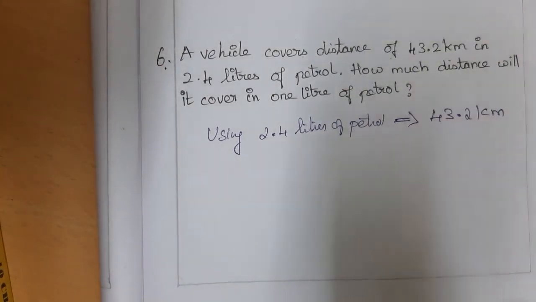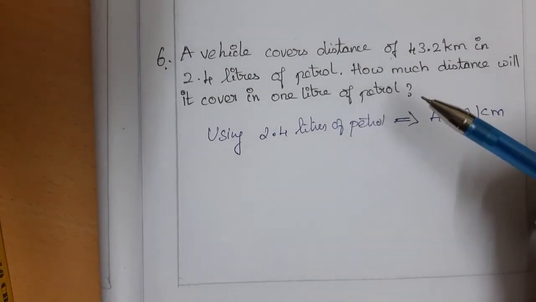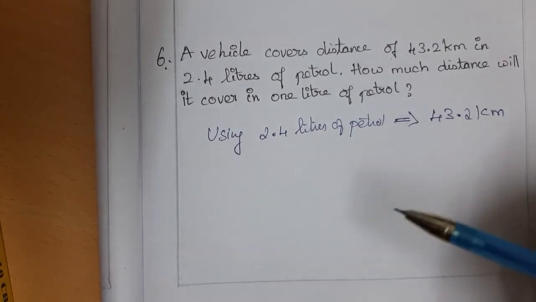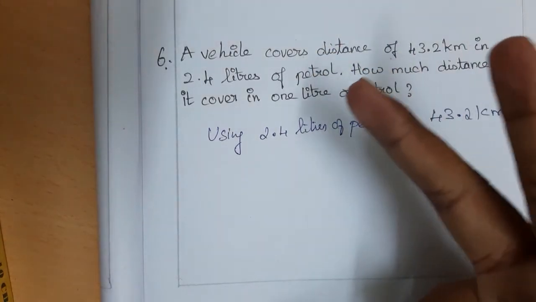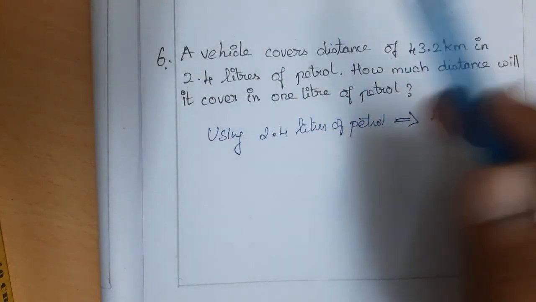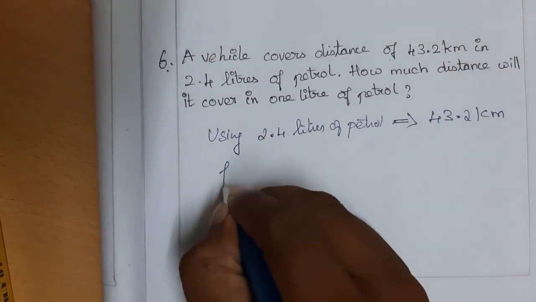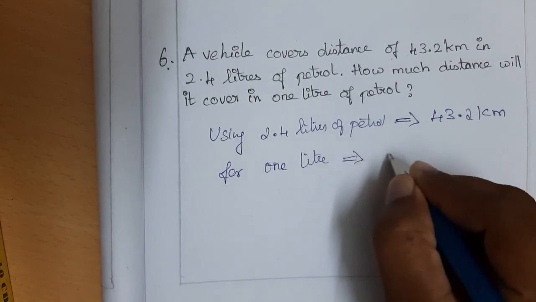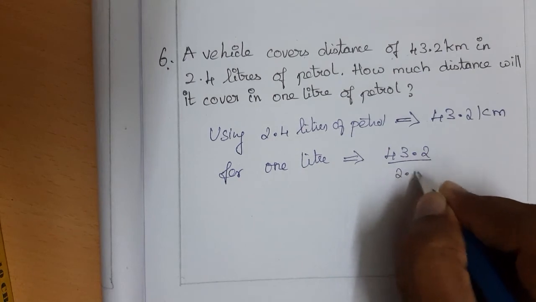Just one more example you can consider. 10 chocolates I buy for 5 rupees. So for 1 rupee, how many chocolates will I get? Obviously we'll divide that, right? 10 divided by 5, so we will get 2 chocolates for 1 rupee. The same, but here it is in terms of decimals, that's it, but the operations are the same, division. So therefore for 1 liter, just division, so 43.2 divided by 2.4.